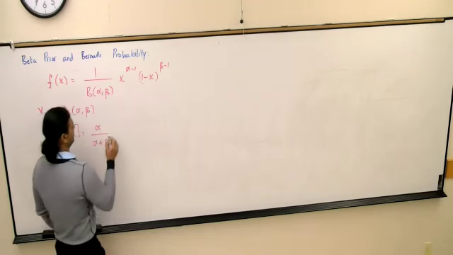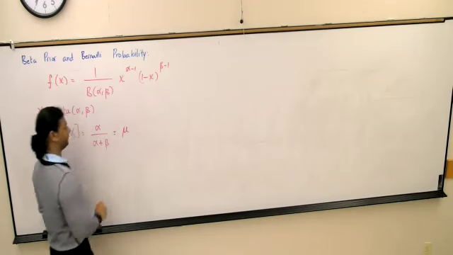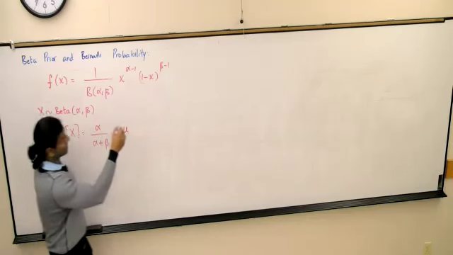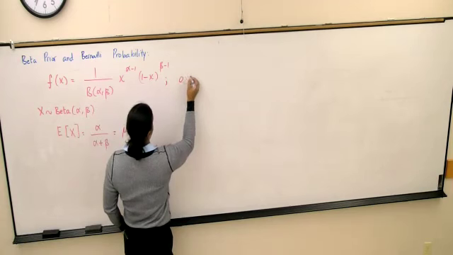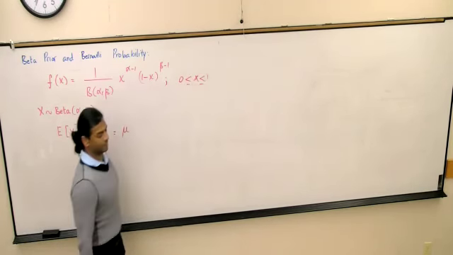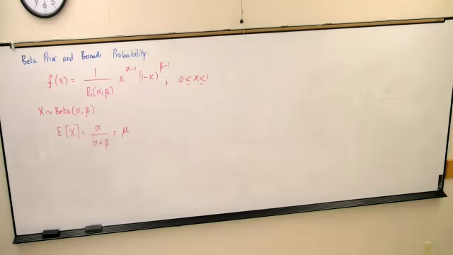Just to remind myself, the way we could derive that ourselves is we would integrate x times the function from negative infinity to positive infinity. Oh, good question. 0 to 1. The support of the beta distribution is between 0 and 1, and it's continuous, whether or not it includes 0 doesn't matter.